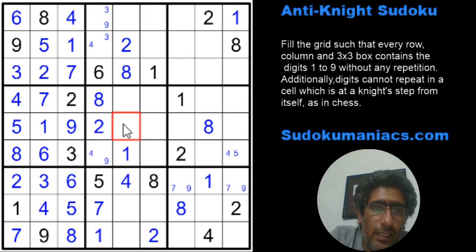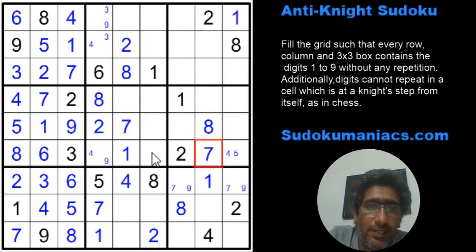Here, 1, not possible. 2, no. 3, not possible because of the knight step. 4, 5, 6 is again at a knight step. 7 is possible. 8 is in the box. 9 is in the row. So 7 was the only digit that can be placed here. 7, 7, and the only place the 7 can be placed is here.